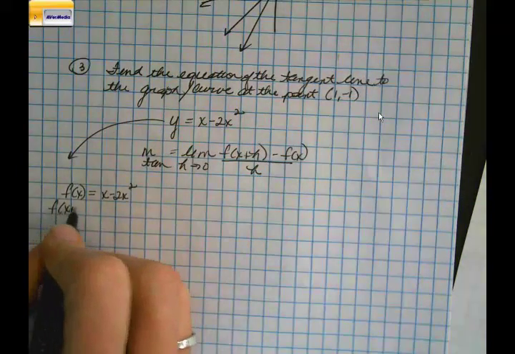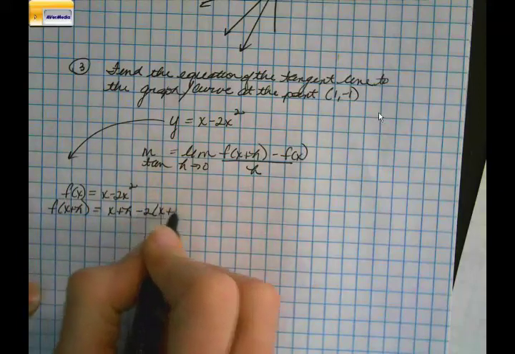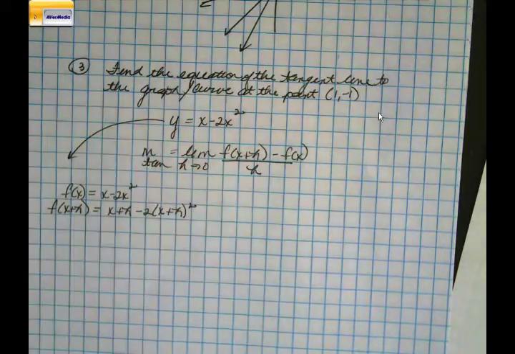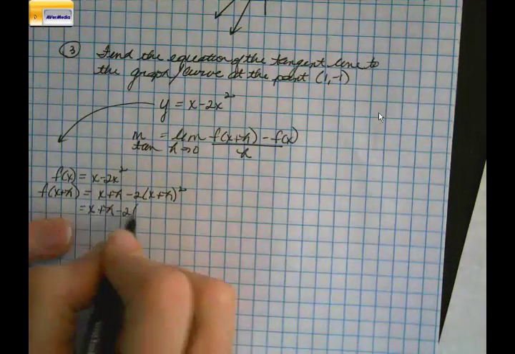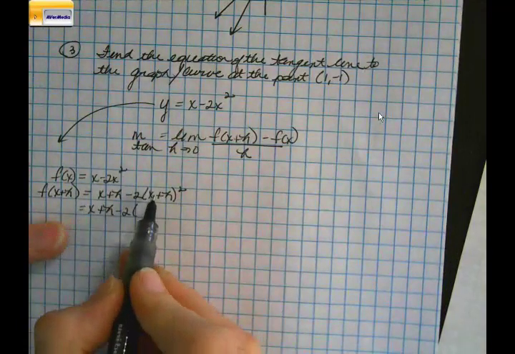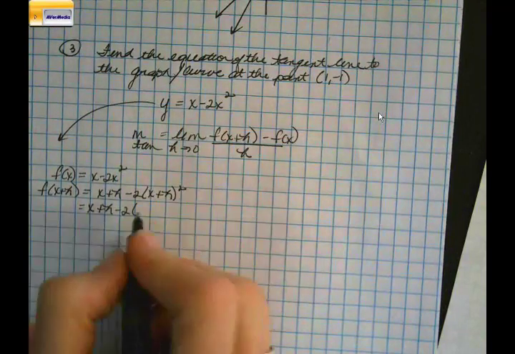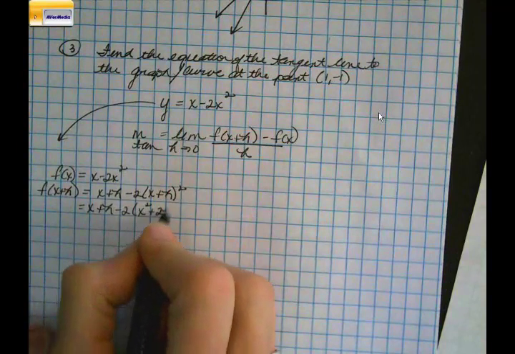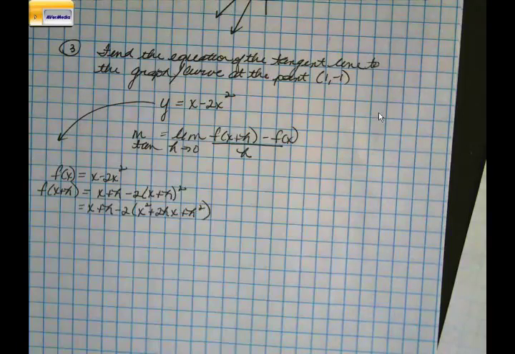And my f of x plus h, which I have to put into that difference quotient, is going to be x plus h minus 2 times (x plus h) squared. I usually do this off to the side before I plug it into the difference quotient because I think it makes it a little clearer, a little less messy. So this is x plus h minus 2 times, when you expand this binomial by using the FOIL method, or I think some of y'all do the box method, you're going to get x squared plus 2hx plus h squared. That means I just did x plus h times x plus h, which was the FOIL method to come up with that trinomial.